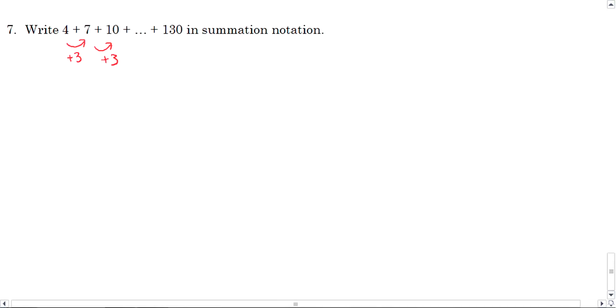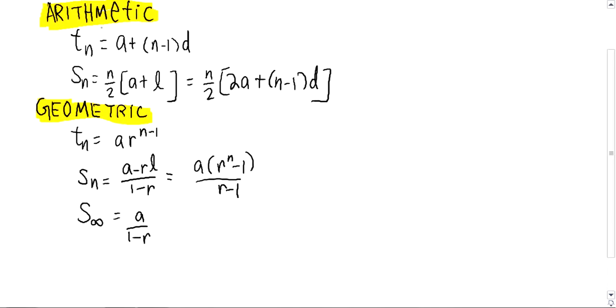Okay, so I've identified all these things here. I have A, I have Tn, our last term, I've got D, but I don't know N. So let's just use this formula here, from the very beginning: Tn equals A plus (N minus 1) D. Let's just do it. What else is there to do, I guess?